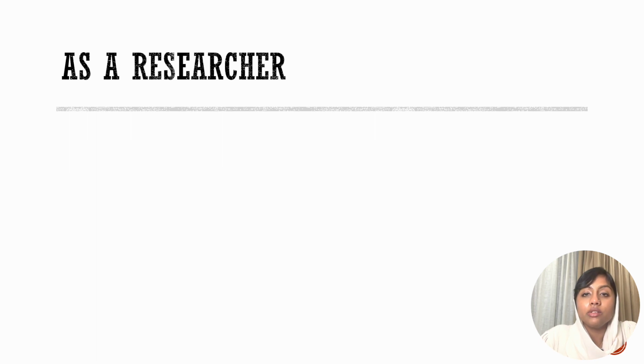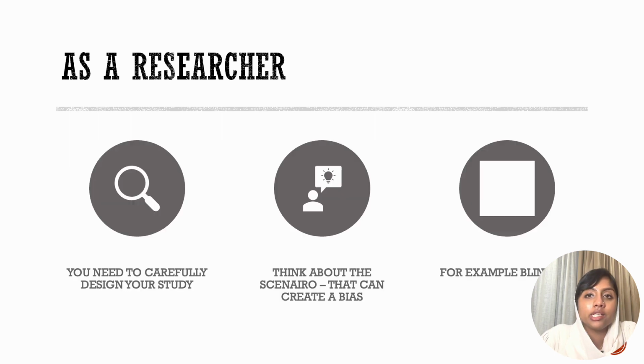As a researcher, you need to analyze these biases and design your study accordingly, because the bias cannot be adjusted in your analysis. So if you're not avoiding them in the design of the study, you're going to get results which have the influence of other factors in them. So that's what you need to look for, and then you need to properly design your study.